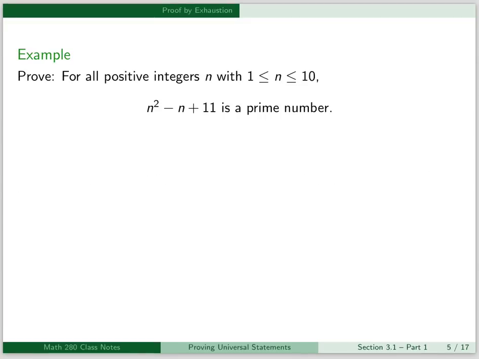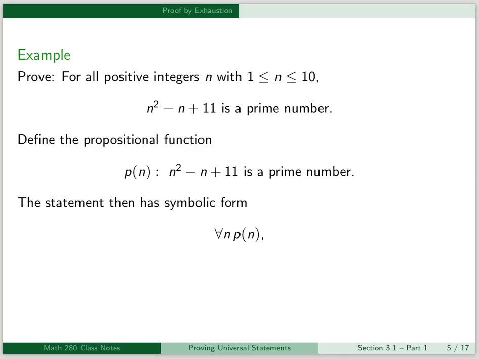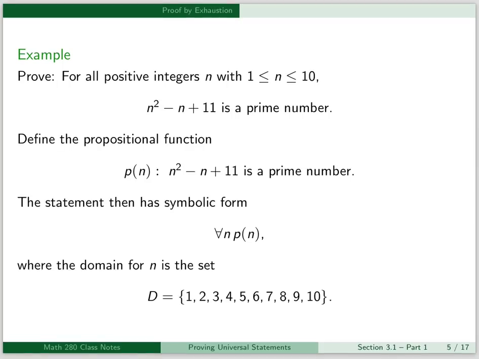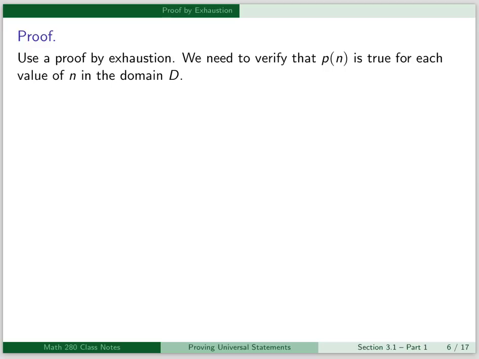For our first example, we want to prove for all positive integers n with 1 less than or equal to n less than or equal to 10, n squared minus n plus 11 is a prime number. We'll start by defining the propositional function P of n to be n squared minus n plus 11 is a prime number. The statement then has symbolic form for all n P of n, where the domain for n is the set D containing the integers from 1 to 10. So we're going to use a proof by exhaustion. We need to verify that P of n is true for each value of n in the domain D.